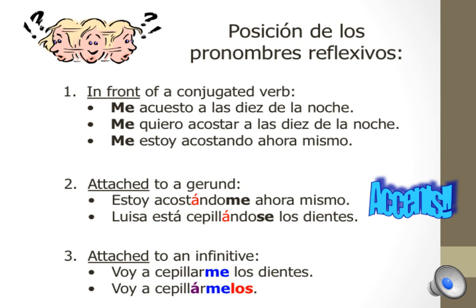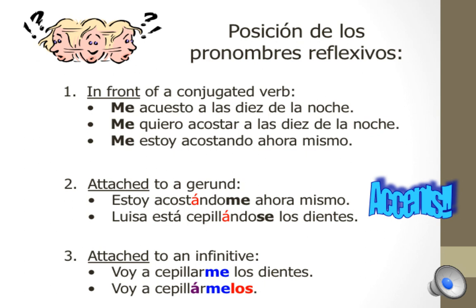Here I have some examples with reflexive pronouns as far as placement. It either goes in front of the conjugated verb, which is the main verb in the sentence. Here are three examples. Me acuesto, me quiero acostar, me estoy acostando. Or you could attach it to what we call the gerundo. This is the present progressive. You also saw this last year. Estoy acostándome. Luisa está cepillándose.